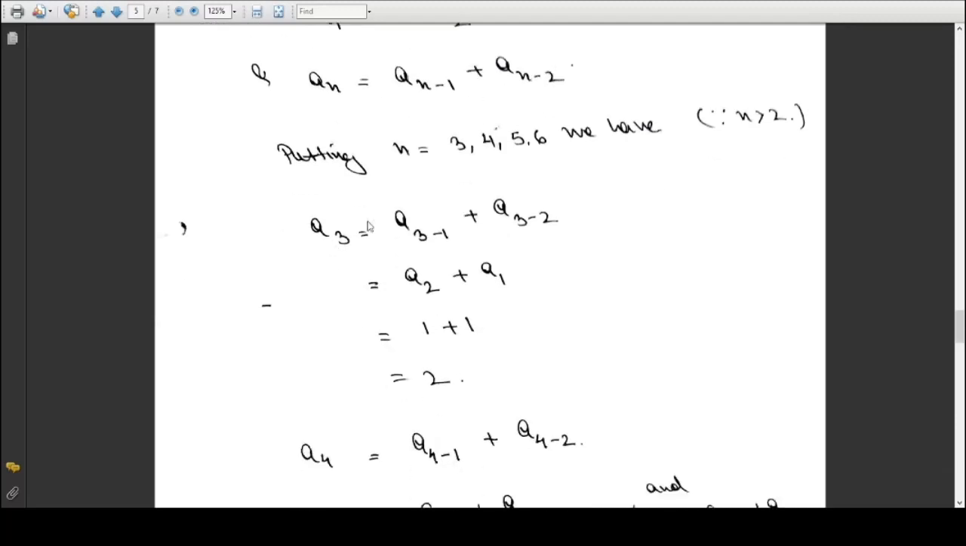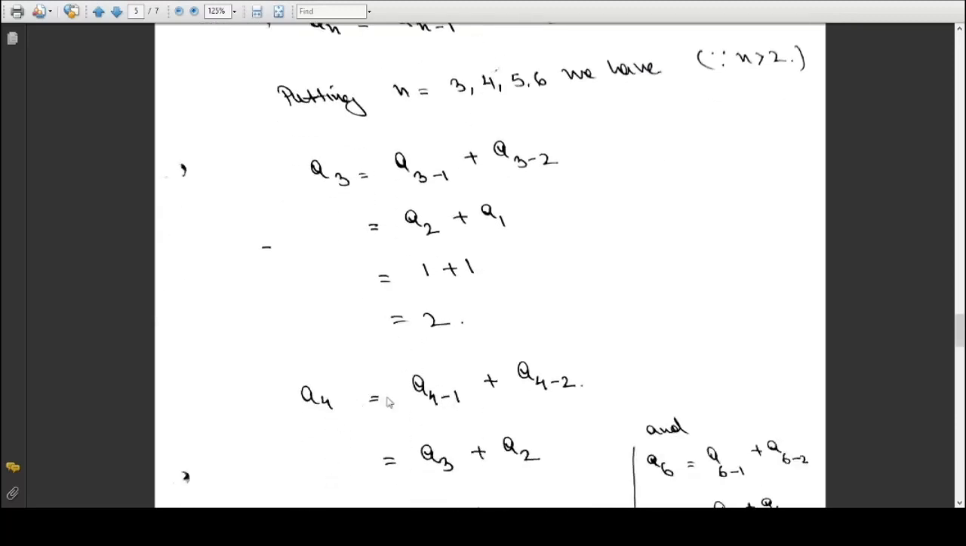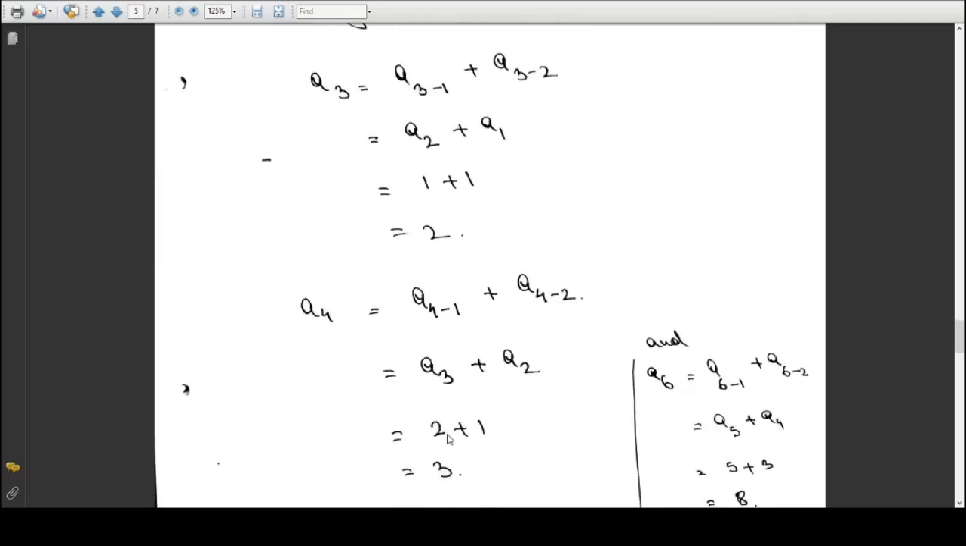Now the next, putting n equal to 4, a4 will be a(4 minus 1) plus a(4 minus 2). 4 minus 1 is 3, 4 minus 2 is 2. So a3 plus a2, the third term plus the second term. The third term is 2, the second term is 1, which would give us 3.